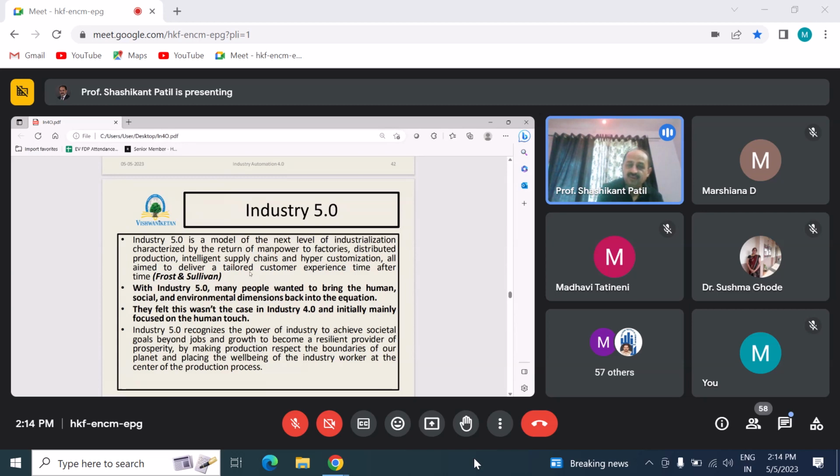Another thing is that with Industry 5.0, many people wanted to bring in human, social, and environmental dimensions. Day by day we are losing our natural resources, and there is pollution and many more things disturbing our ecosystem. So many people wanted to bring the human and social environmental dimensions back into the equation. They felt that this was not available in Industry 4.0, and initially the main focus is on the human touch.